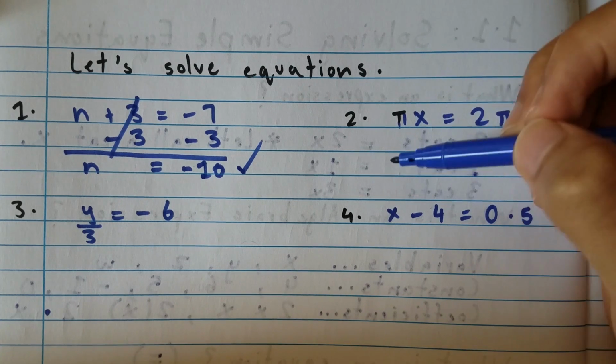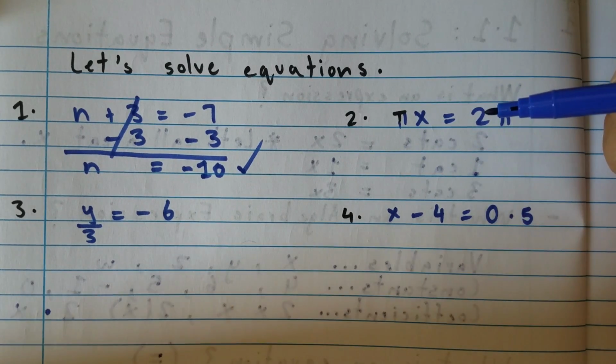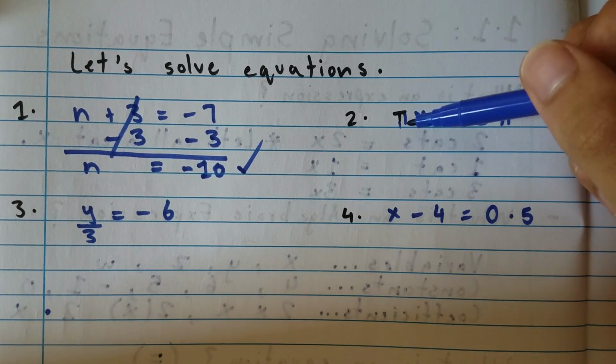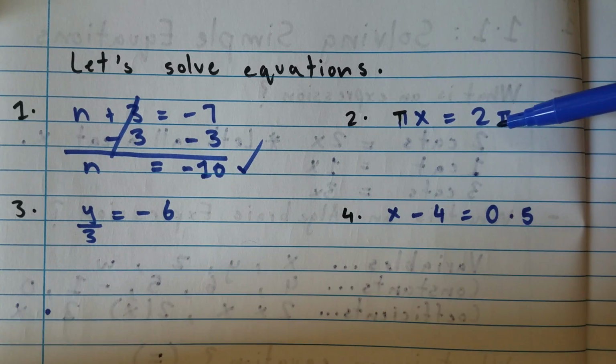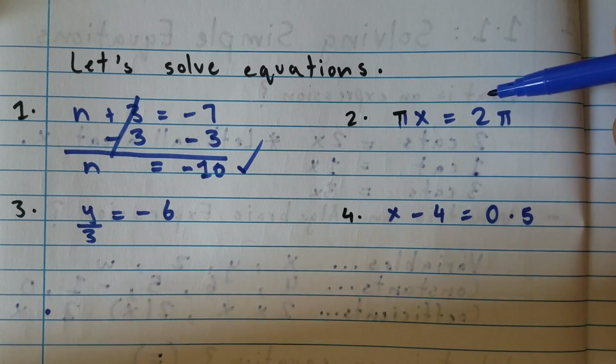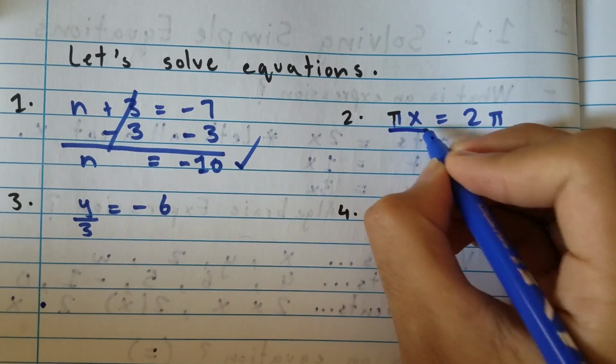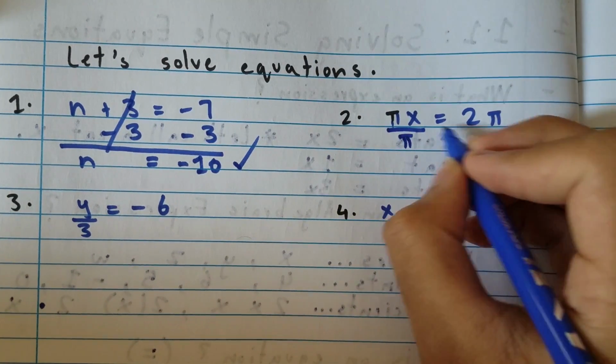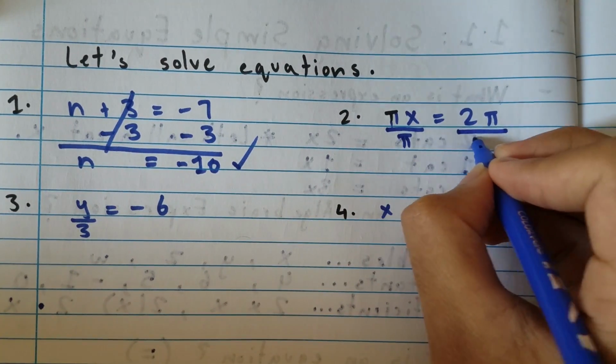So we want to solve for x. What do you think we should do? I think we should divide each side by pi by using the division property. So if we divide each side by pi, you divide by pi here and you do the same here.